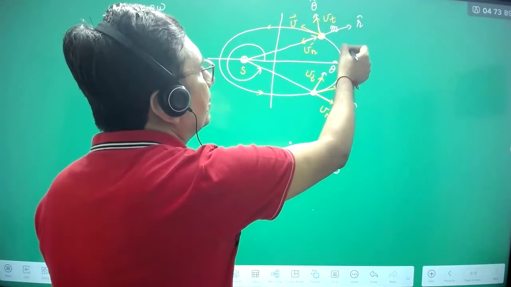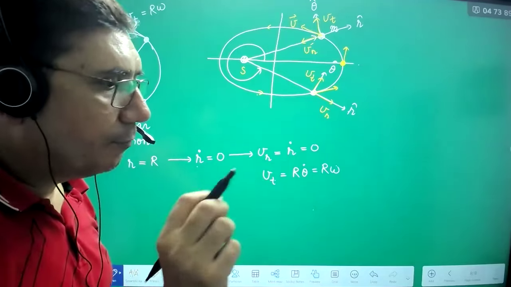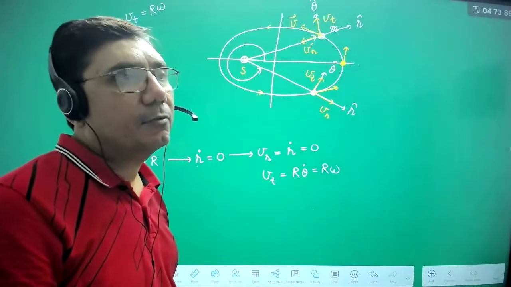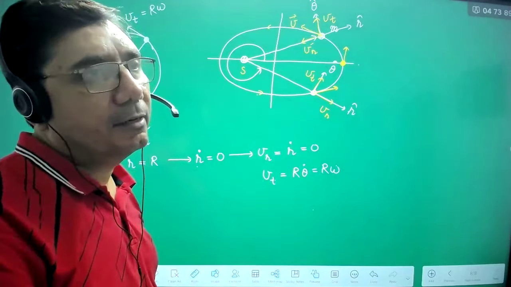Sir, can the tangential component be inside the ellipse? Why not? Tangential is what you use in circular motion. Here you can call it the transverse component, transverse to the r cap direction. VT is the tangential velocity; you can say it as the transverse direction, in the theta cap direction.